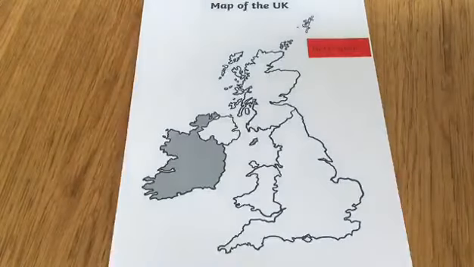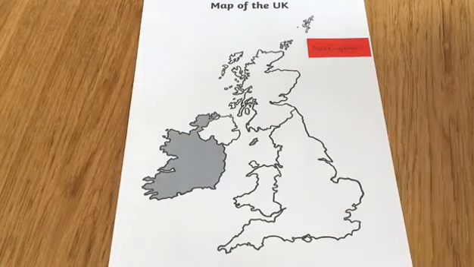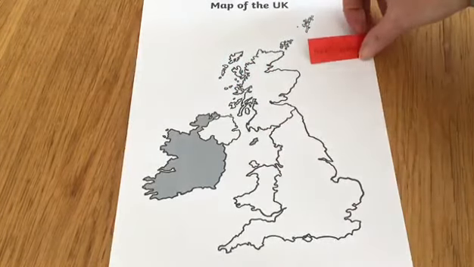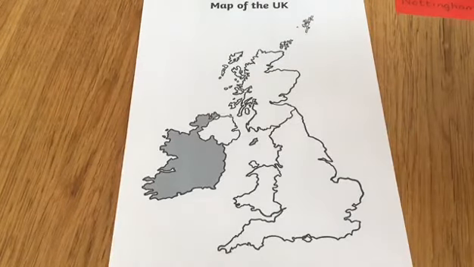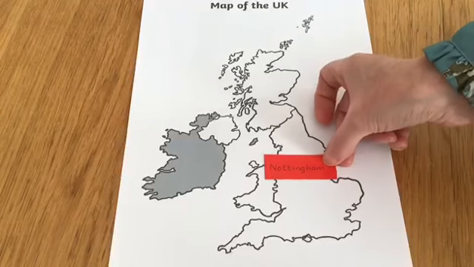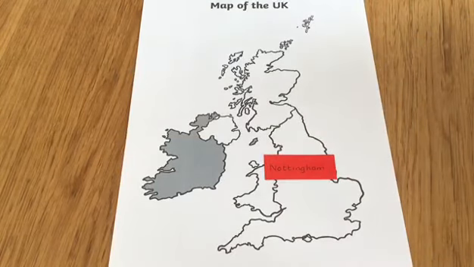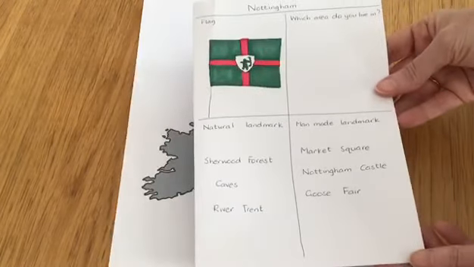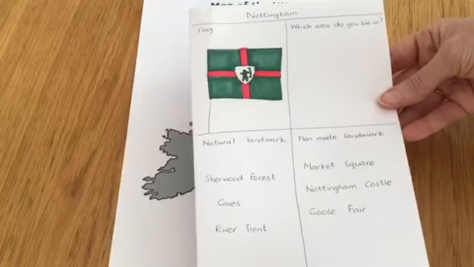Now, while we're talking about the UK, I thought we have to talk about Nottingham because that's where we live. It's very important that we know where we live. So if you look at the whole of the UK, where do you think Nottingham goes? Can you guess? Yes, it goes right in the middle of England. Once you've found that on the map, then using our activity from before, I thought it might be nice to do this as well about Nottingham.